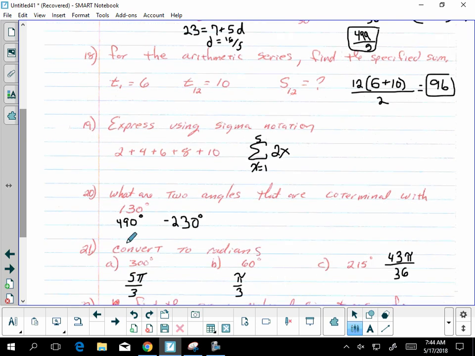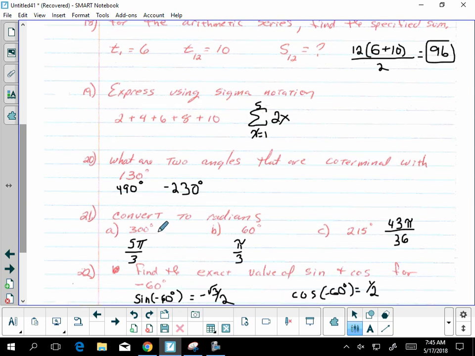Coterminal. You're going to add 360 degrees or subtract 360 degrees. So 130 degrees plus 360 gives me 490. 130 minus 360 gives me negative 230. If I'd wanted to, I could have just added another 360 to that 490. There's an infinite number of solutions here.